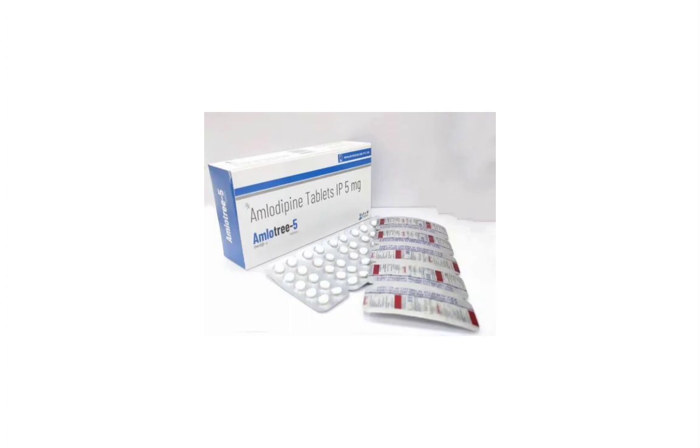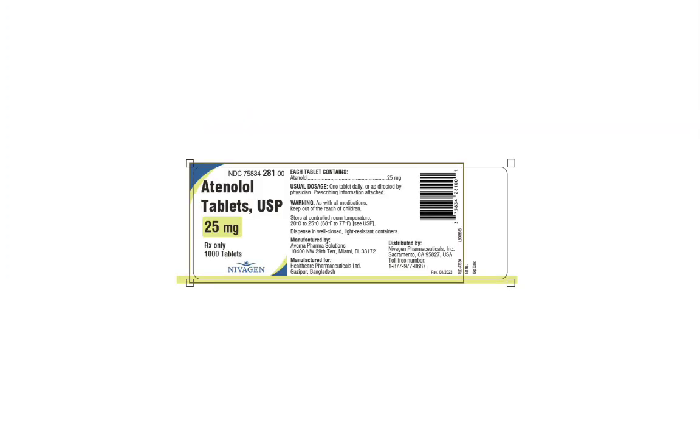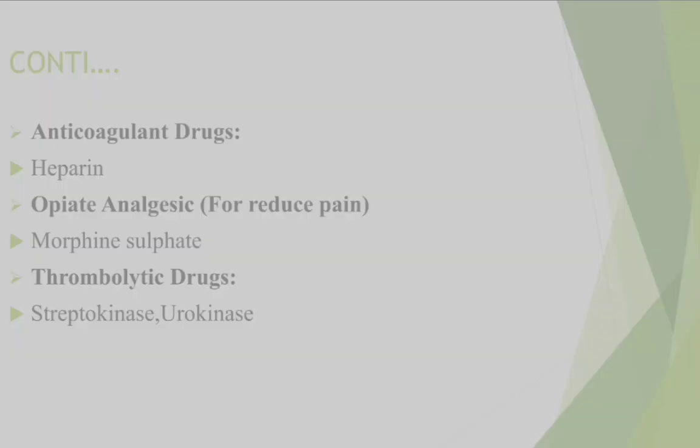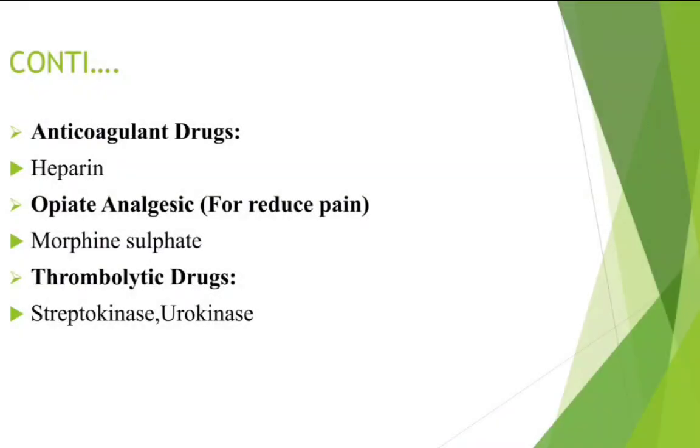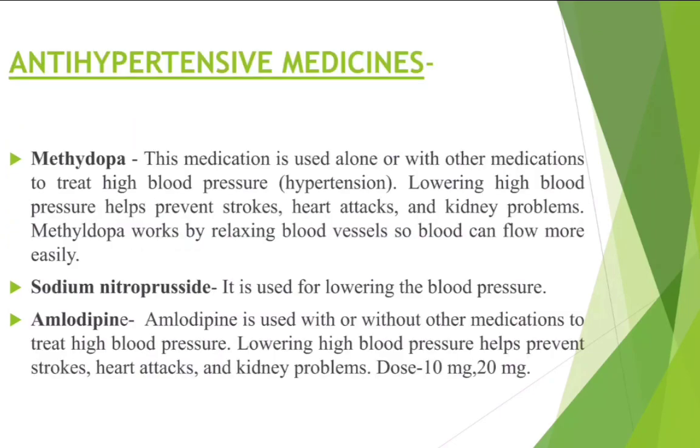Verapamil hydrochloride, amlodipine tablets, atenolol tablets, anticoagulant drugs like heparin, opiate analgesics which will reduce the pain like morphine sulfate, thrombolytics, and antihypertensive medicines like methyldopa. This medication is used alone or with other medications to treat high BP.